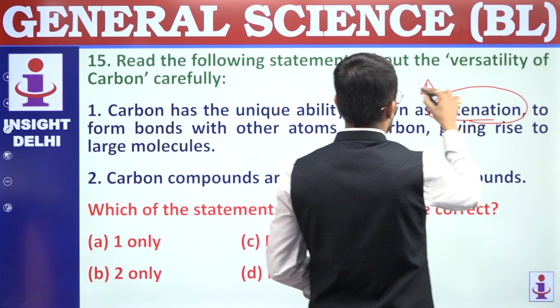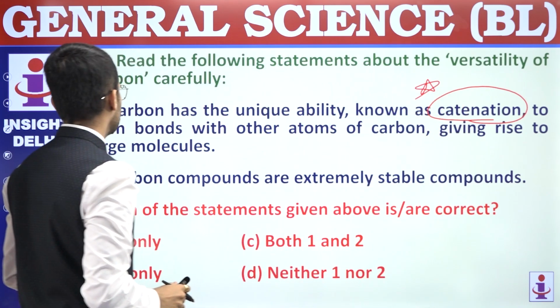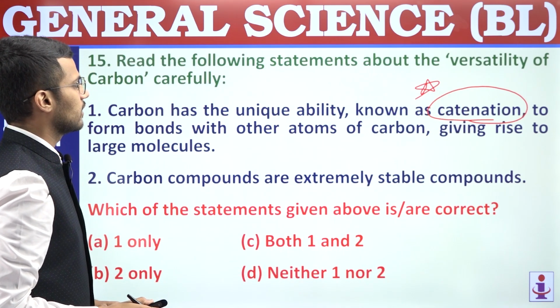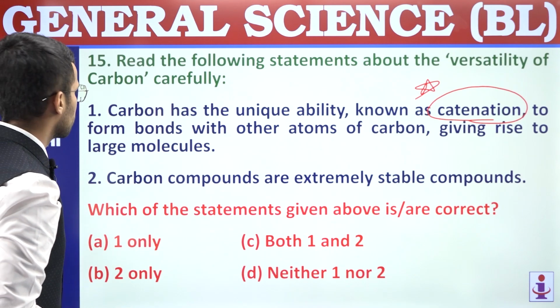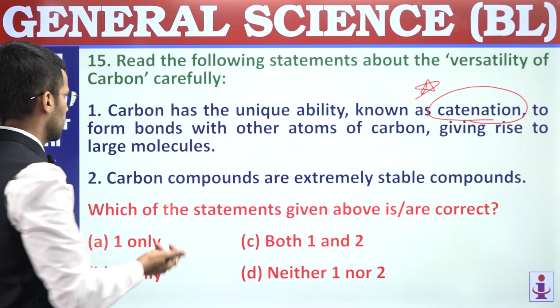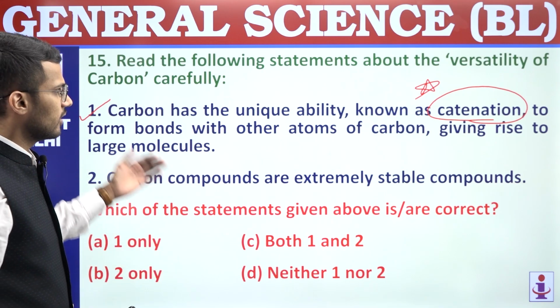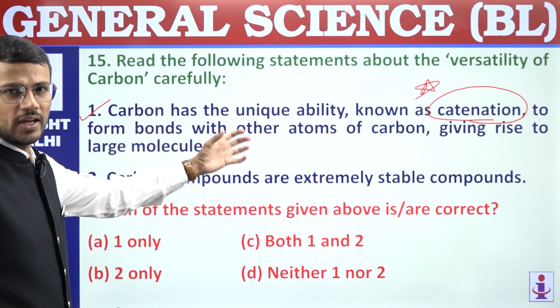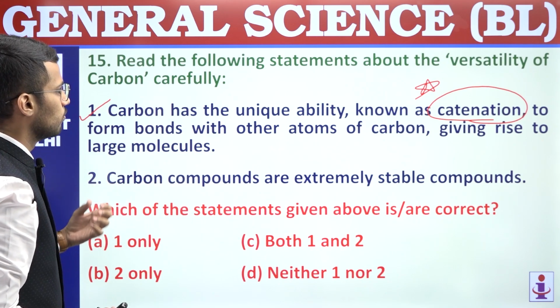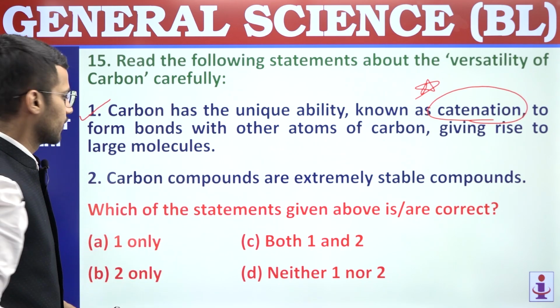Very important, catenation, to form bonds with other atoms of carbon, giving rise to large molecules. So this statement related to the property of carbon is correct. It does exhibit the property of catenation, where it can form the bond with other atoms of carbon.